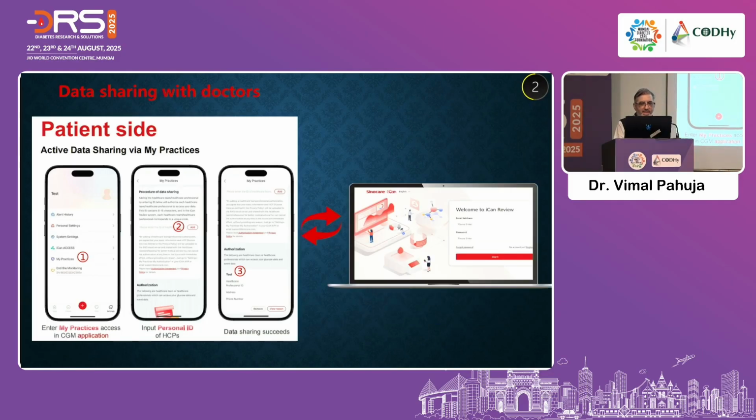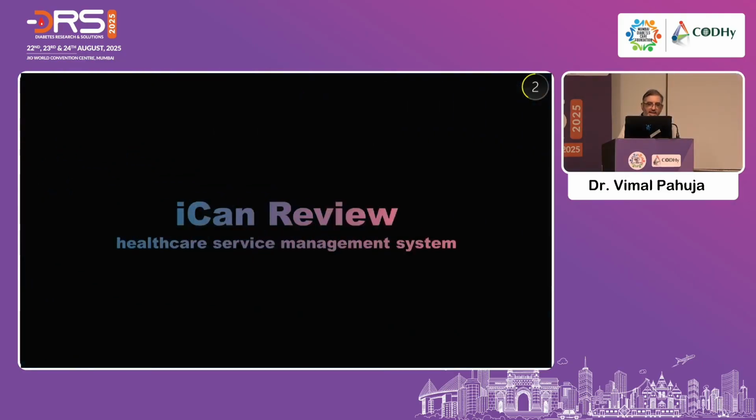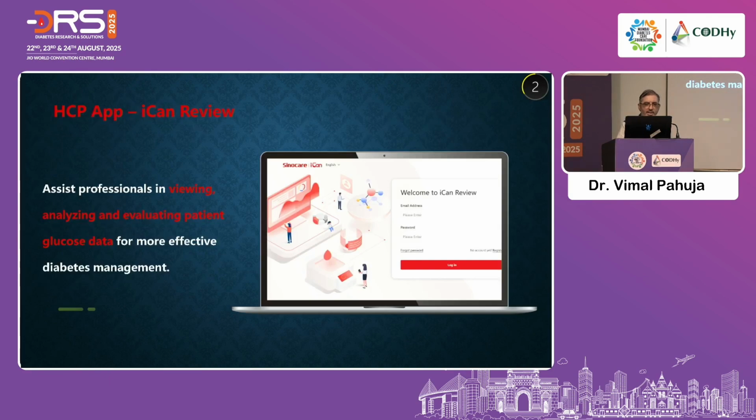They can also share the data with the doctors, and the doctor's side of the app is called I Can Review, which is the healthcare service management system. This is a very important system which assists the doctors in viewing, analyzing and evaluating patient glucose data for more effective diabetes management.